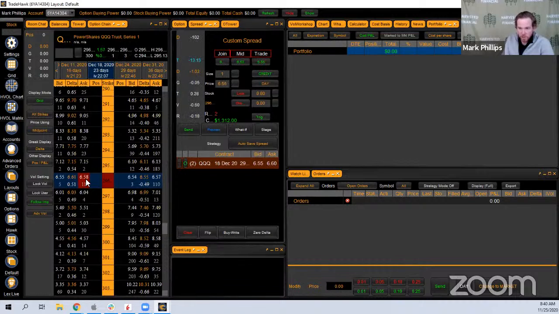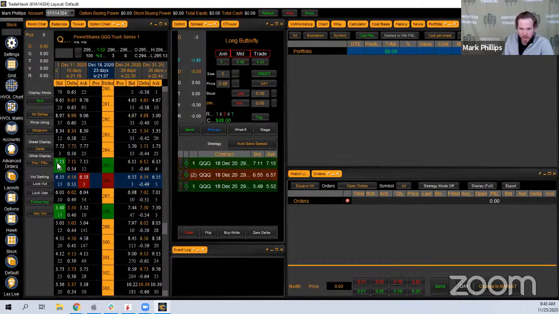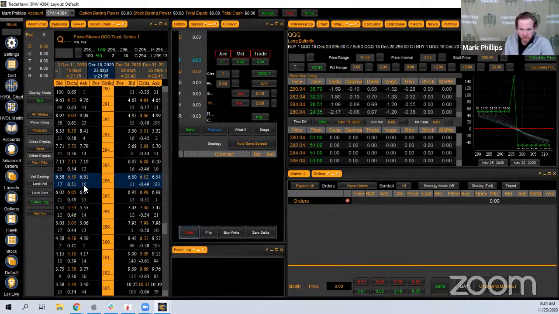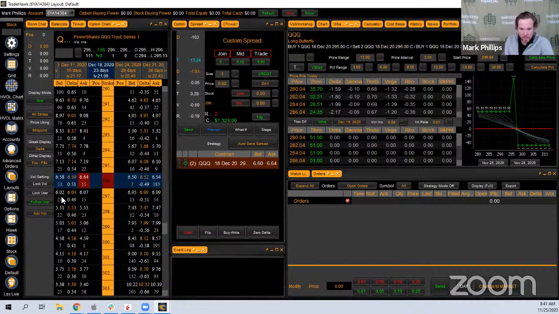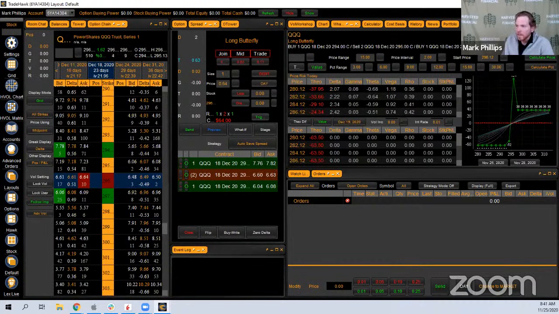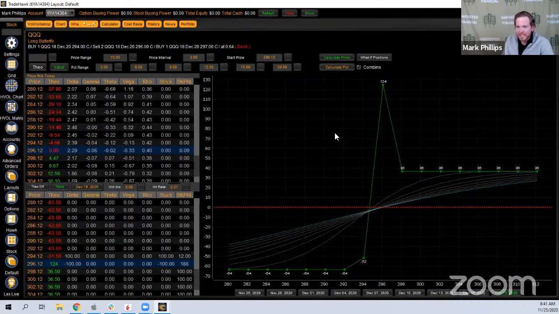I'm going to sell 2 of these to buy one of these and buy one of these. And this is a nice defined risk trade that we're looking at here.